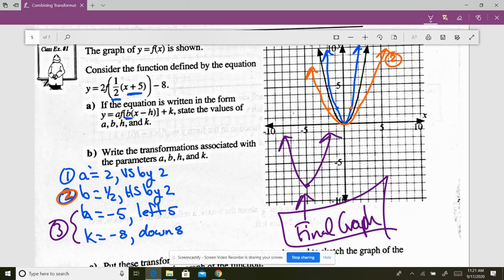Okay. I would like you to do question number 1, A and B. That's it.